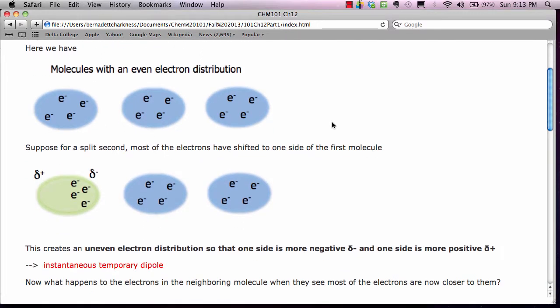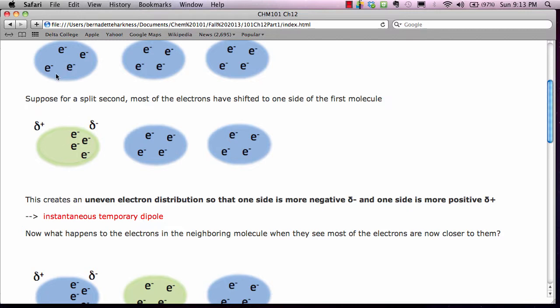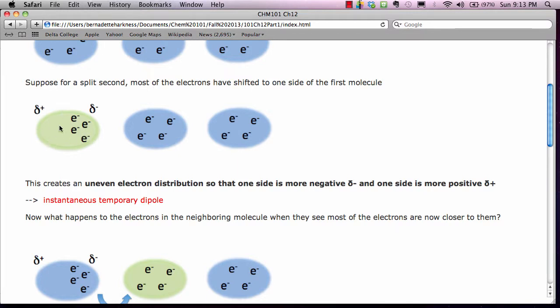Now think about the electrons in these molecules. The electrons are kind of arranged around the molecule. And suppose for one split second, all the electrons in this first molecule gather at this end of the molecule. So now this end of the molecule is a little bit more negative than that end. So we put a little delta minus, a little delta plus. This creates an uneven electron arrangement in the molecule.